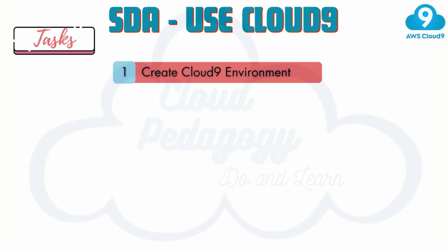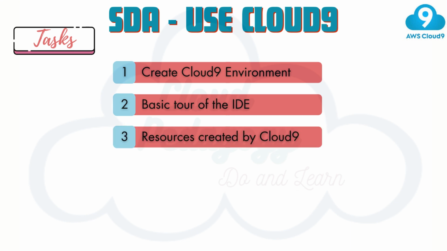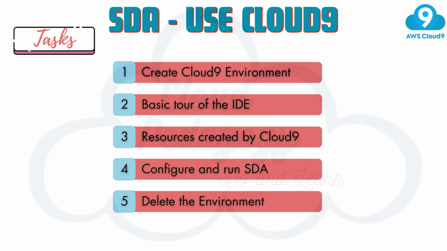In task 1, we will create a Cloud9 environment. In task 2, we'll just take a basic tour of the IDE. In task 3, we will check the resources that are created by Cloud9 after we create the environment. In task 4, we'll configure and run our student directory application in Cloud9. Finally, in task 5, we delete the whole environment. So, let's start with task 1.